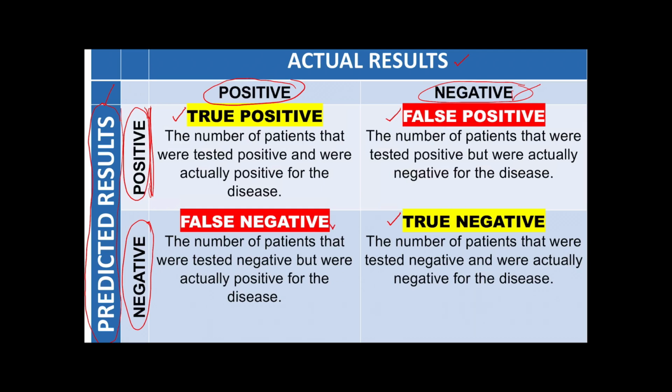How about false negative? It's the number of patients that were tested negative but were actually positive for the disease. So that means you have the disease. Your doctor diagnosed you with that disease, but your lab results showed that you don't have the disease. That's why it's called false negative.